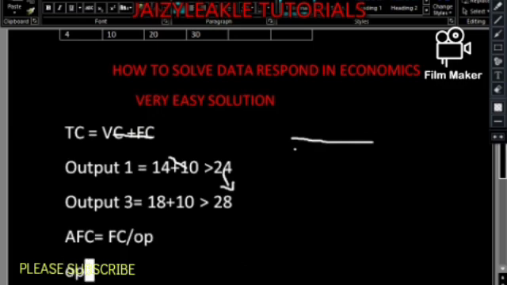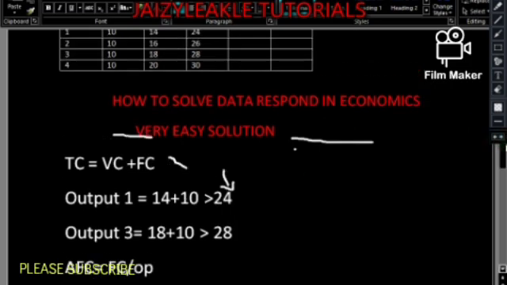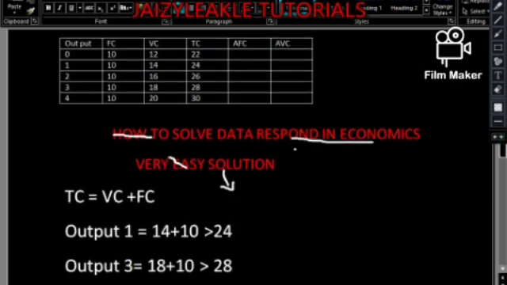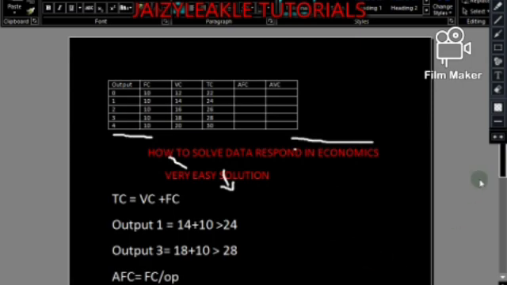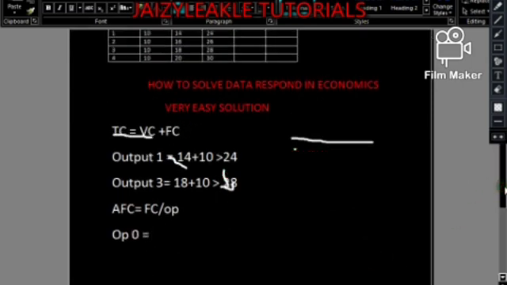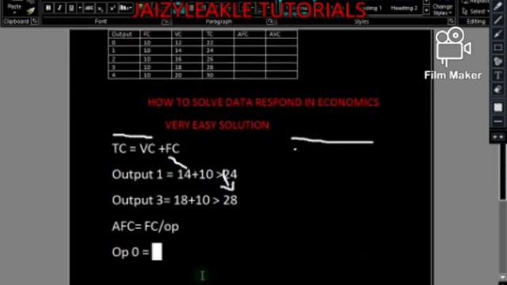OP0 is equal to, that will be the fixed cost. Let's check our fixed cost in OP1. So let's just make it small, big, small, so that we can see it. Okay, we said the fixed cost is 10, it is constant. So that will be 10 all divided by 0, so that is automatically 0. So at the first area we put a dash.